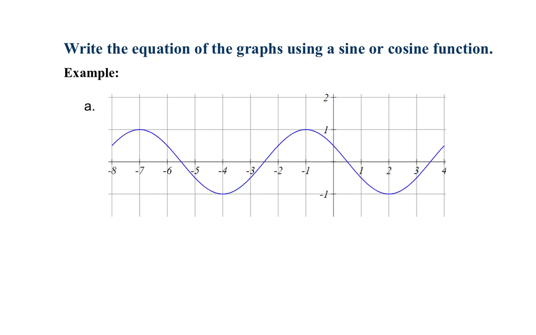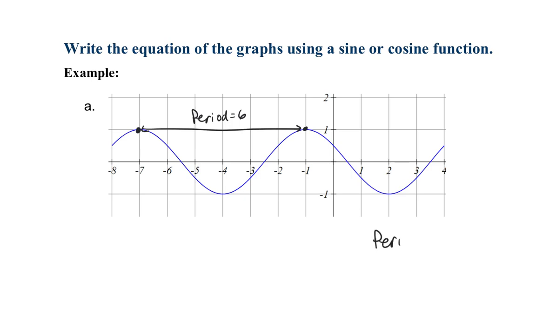We're going to write the equation of this graph. So let's see, if I look at this, I can see that from peak to peak, that would be one full cycle. So the period is 6. All right, and in the equation, we don't want the period, we want b.